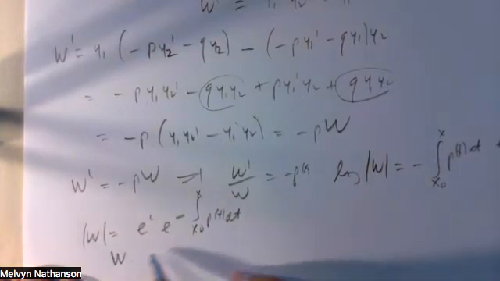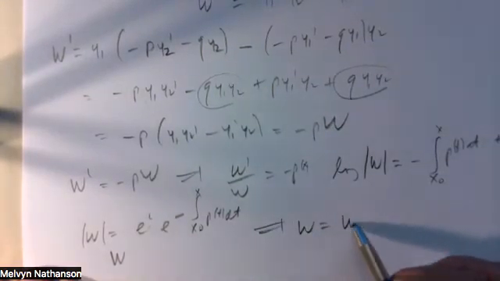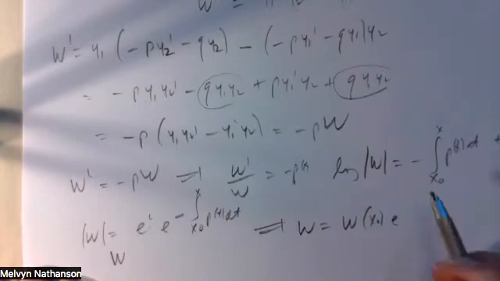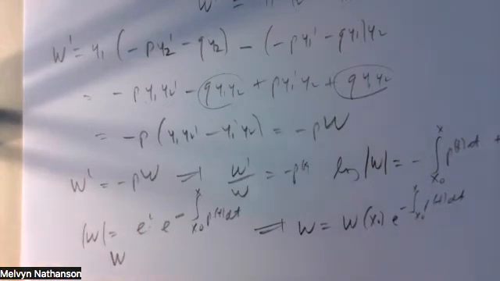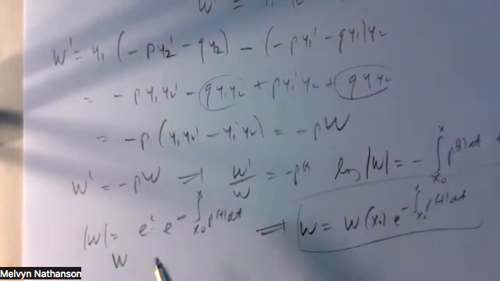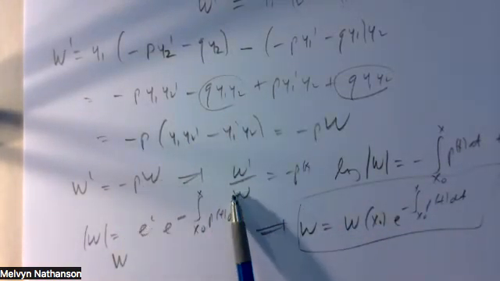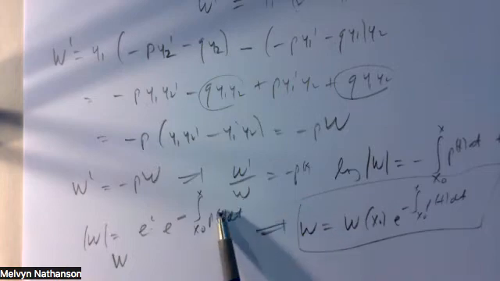And at x naught, you get this. So W is equal to W at x naught, e to the minus the integral from x naught to x of p of t dt. So let me just make one comment about this. W satisfies this differential equation, so this only makes sense when W is either always positive or always negative. You can't divide by 0.